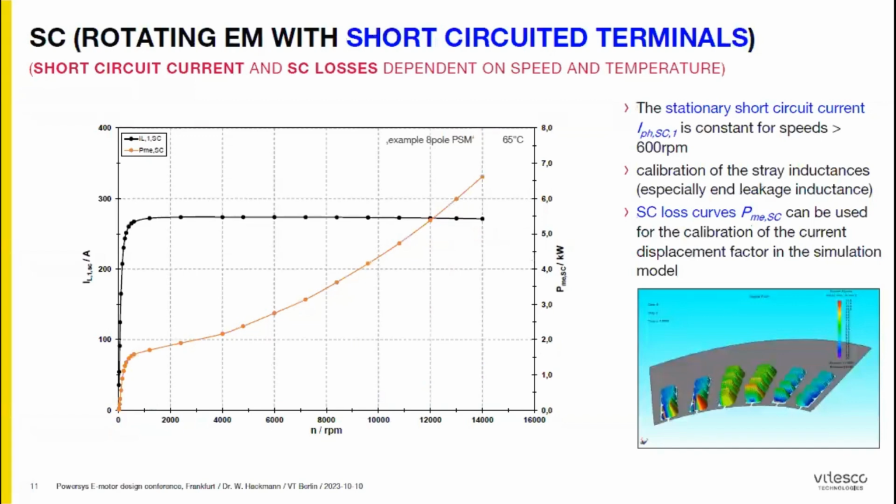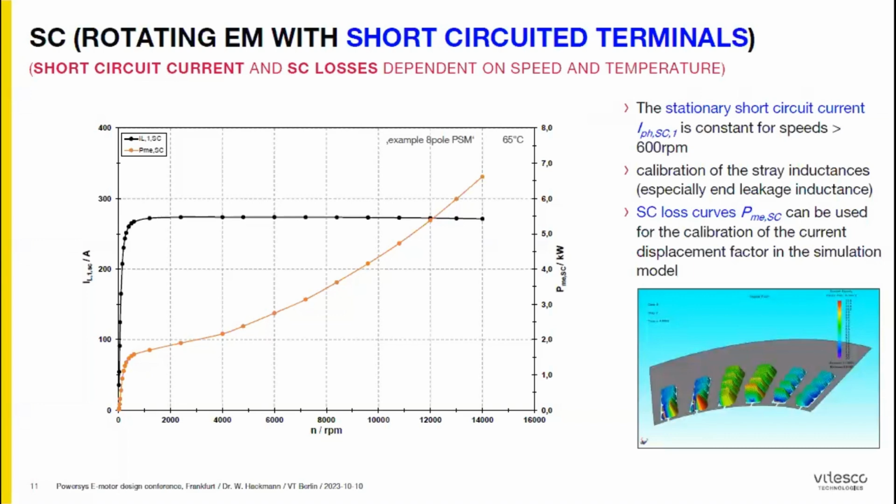The short circuit operation is normally used to check this effect of current displacement in the stator winding. As I said before, it's deeply dependent on frequency, and normally we are measuring the short circuit current over the whole speed range, again from 0 up to 14,000 RPM. You see here it's constant over the whole speed range, so the black curve is the short circuit current.